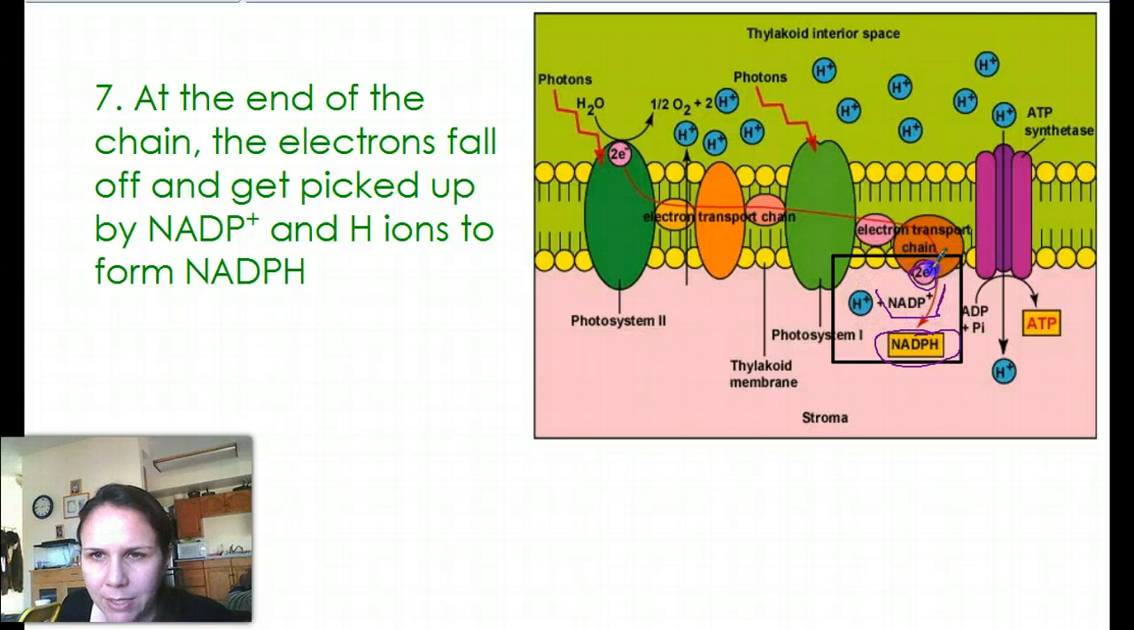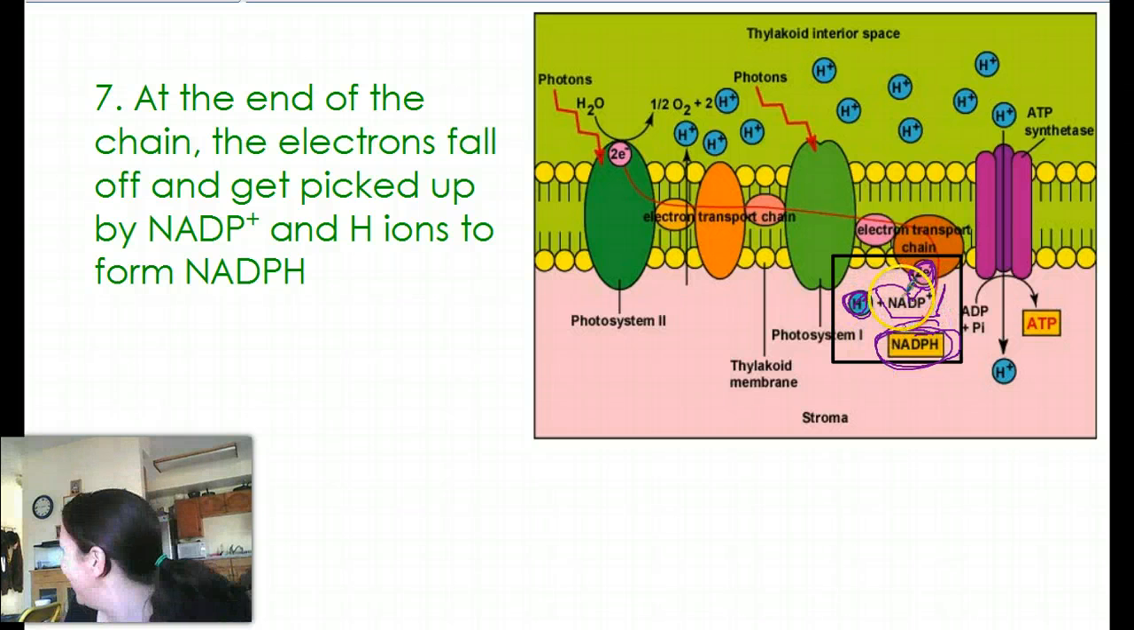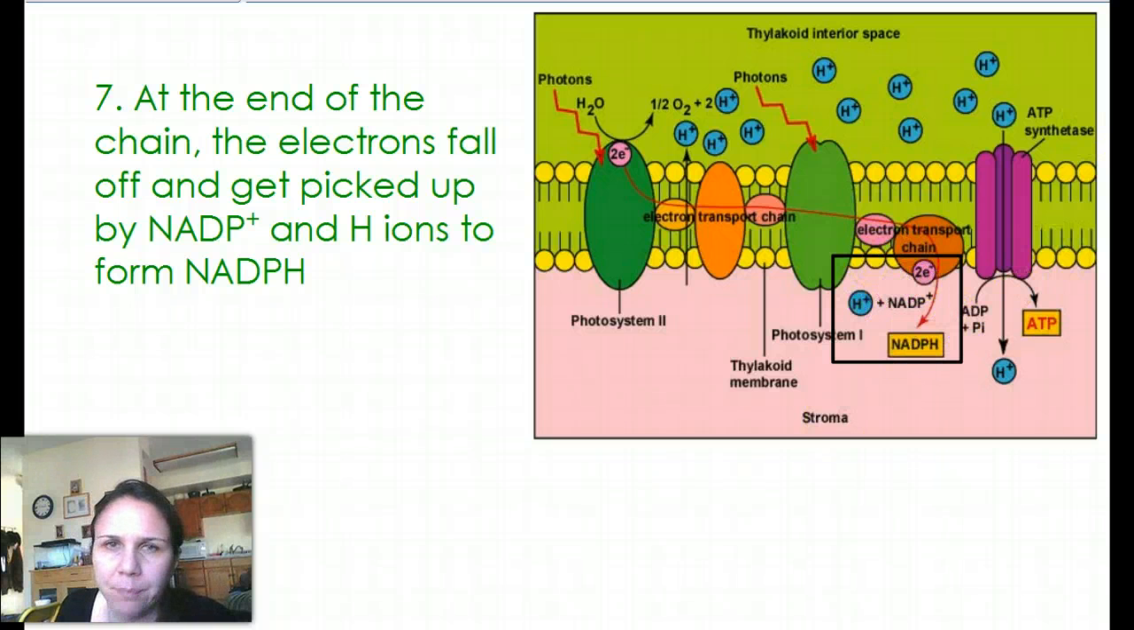He picks up 2 passengers, electrons and hydrogens, gets into the boat. Once he picks up his passengers, he becomes NADPH, and now he's ready to go do some work. We'll find out what he does in a minute.